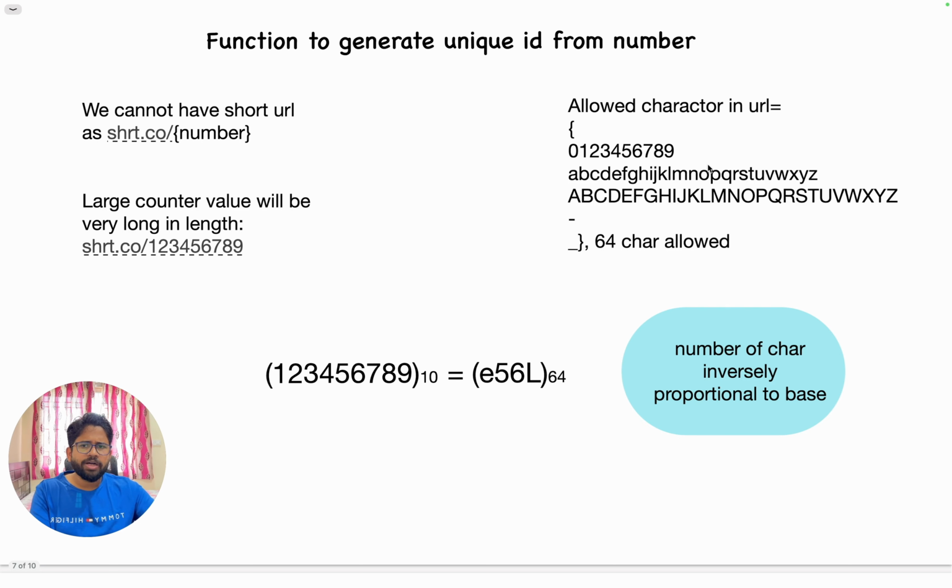Now let's talk about the function to generate a unique ID from numbers. Now you have been able to generate the numbers and they are very much unique. But can you have a URL something like this, short.co/123456789? The problem with this approach is it will grow very long. Imagine you telling somebody a URL like a phone number, and not even a phone number, even bigger than a phone number, because these numbers will grow at a certain pace. For 100, 3 digits, you will very quickly reach 4 digits, then 5 digits.